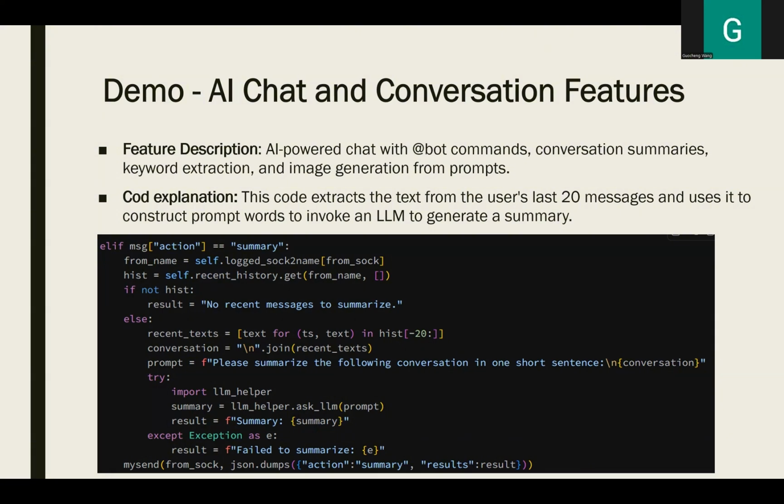Below shows we use the text from the user's last 20 messages and use it to construct prompt words to invoke the LLM to generate a summary.